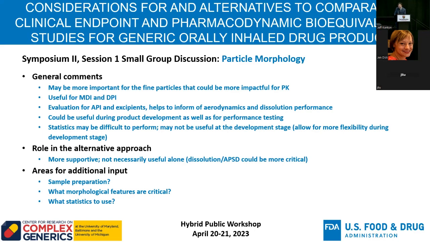For additional inputs, maybe some thoughts on what's the best way to prepare your samples here, and what specific morphological features you might be interested in. Again, because there are lots of different ways you can characterize it, even depending on the type of test you're doing. And then, like I was mentioning earlier, the type of statistics that are being used or could be used here.